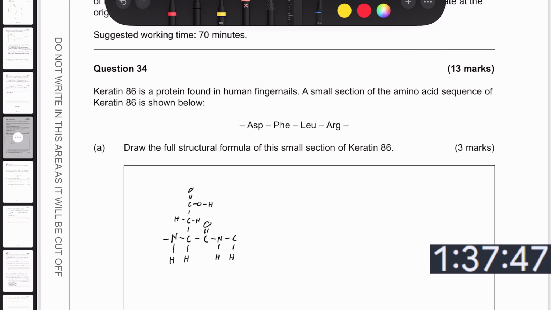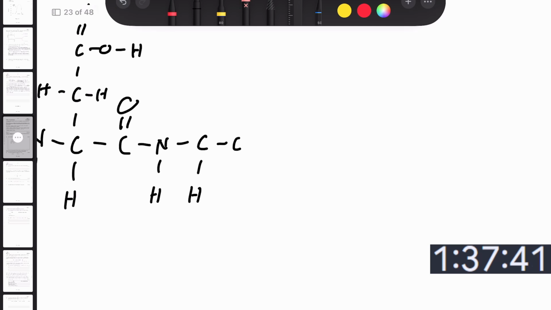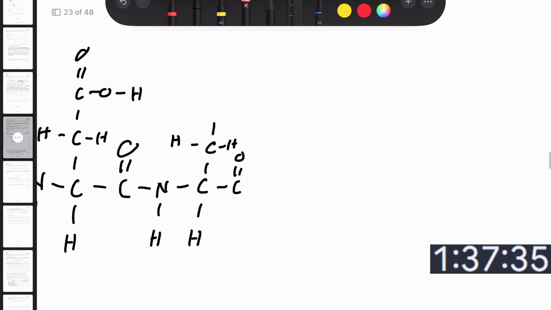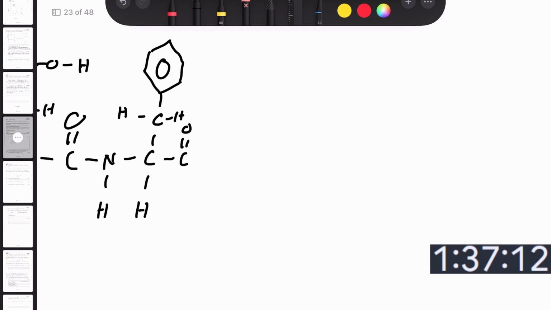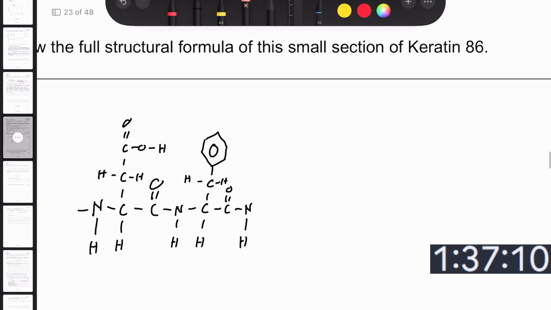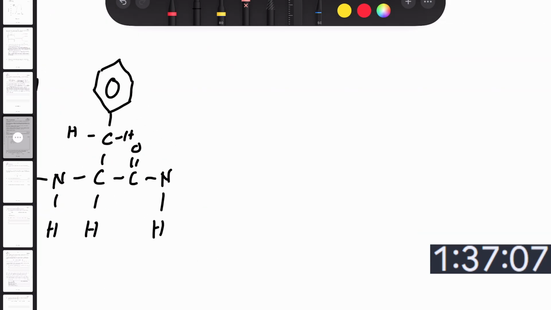PHE. What's PHE? Phenylalanine. Okay, let's just do this first. I'm going to have H, I'm going to have H, and then there's a benzene ring. So boom, boom, boom, boom, boom, boom. That. They're not even connected. What am I drawing? Connect the. Benzene ring. HC. And then this is my amide bond. Polypeptide. Leucine.